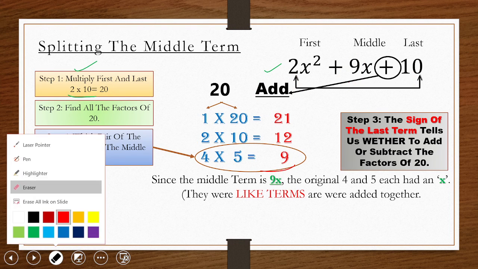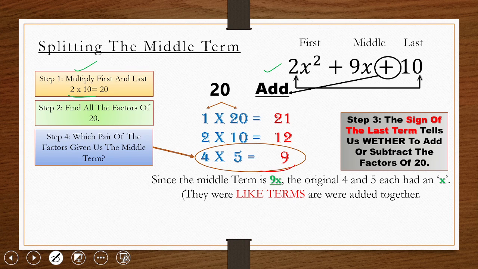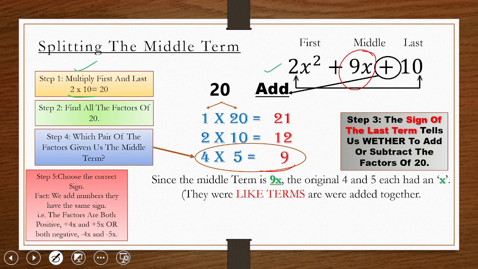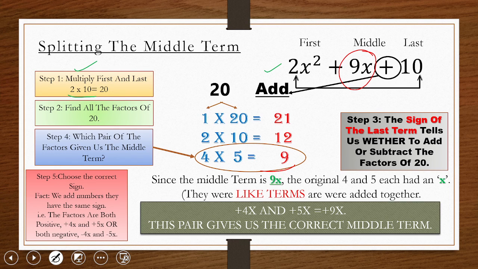Okay. Now, since the middle term we got is 9x, here it is 9x. The original number for 9x is 9, and 4 and 5 each had an x. Then it will become 9x. Okay. So we got the term 4x plus 5x is 9x. We will do more sums and you will get a glimpse, you'll get the correct term. Now we are going to do the sums. Again, this is the previous sum. Okay. Now I am doing it step by step on the sheet.